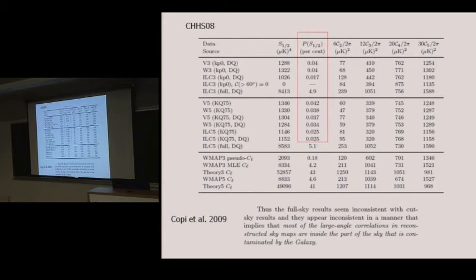So using simulation to quantify this, what they do is they simulate lots of isotropic universes and calculate the probability to get such a low value in the isotropic universe. You see it's pretty low. And therefore they argue that most of the large angular correlations in the reconstructed sky map are inside the part of the sky that is contaminated by the galaxy.